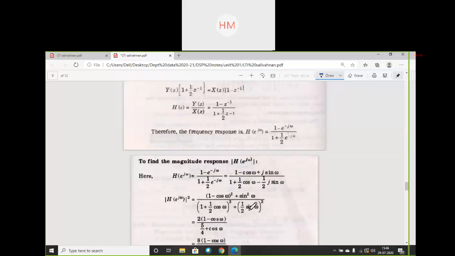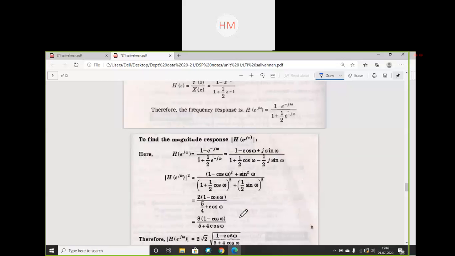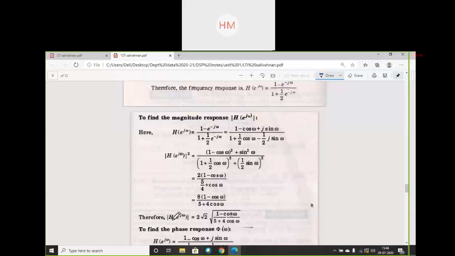So you can write from the notes, from the slide which I am sharing with you, and you will get this equation. So what will be my magnitude? I took the square because I had to simplify it. I want to make it easier for simplification. So now again taking the root of this, I will get the magnitude |H(e^jω)|. Clear?